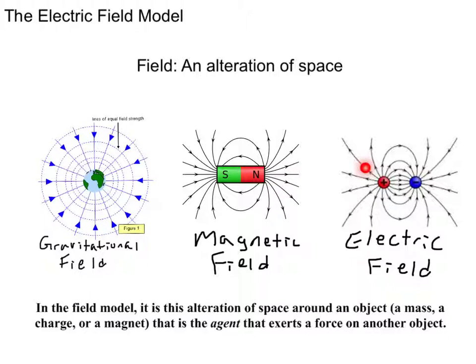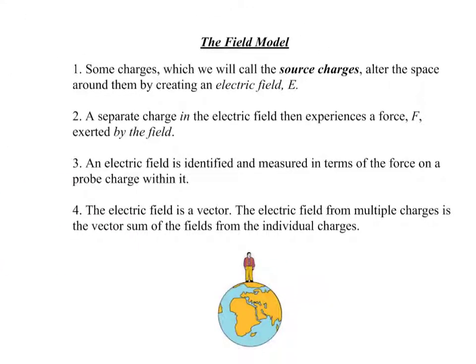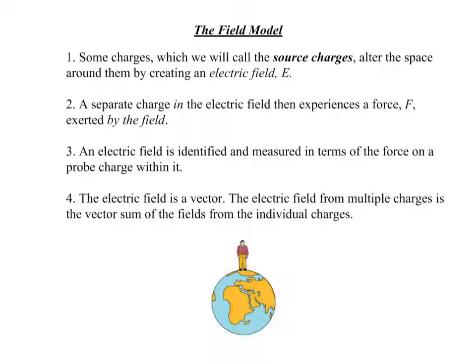So we'll begin our investigation of the electric field by establishing a model that we can use to describe how 2 charges interact. This model can then be used to describe how any number of charges will interact. So first, let's recognize that in any situation, we will have source charges that alter the space around them by creating an electric field. Second, any other charges that enter that field will experience a force. The agent of that force is the field set up by the source charge.